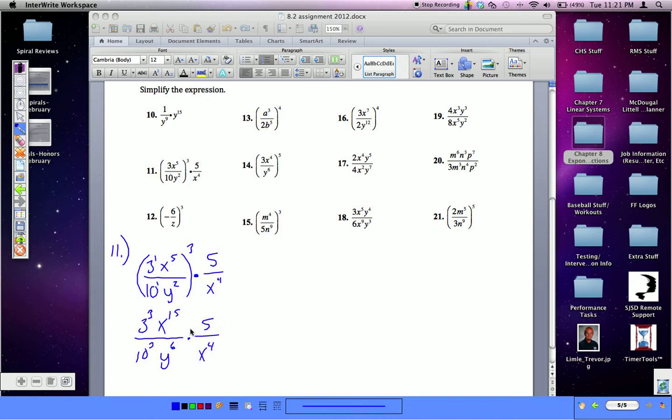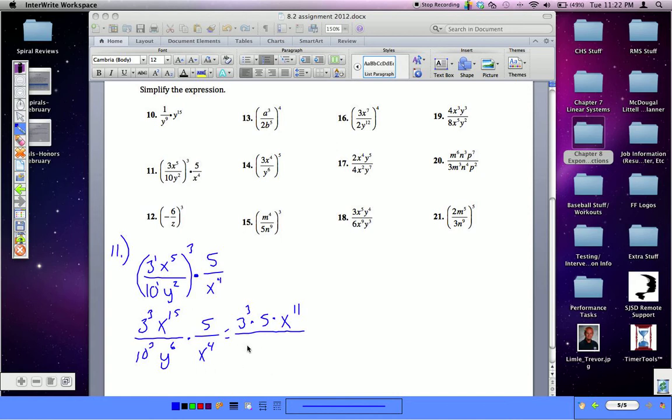Now, if I have 15 x's on top and I have 4 x's on bottom, I can subtract those, and what's actually going to take place is that there's going to be 11 remaining on top. If we can have those x's on top be greater than the amount on bottom, it's going to stay positive, so my answer will stay on top. That's going to leave 3 to the third times, I'll go ahead and write the 5 next, times x, and there will be 11 x's remaining on top.